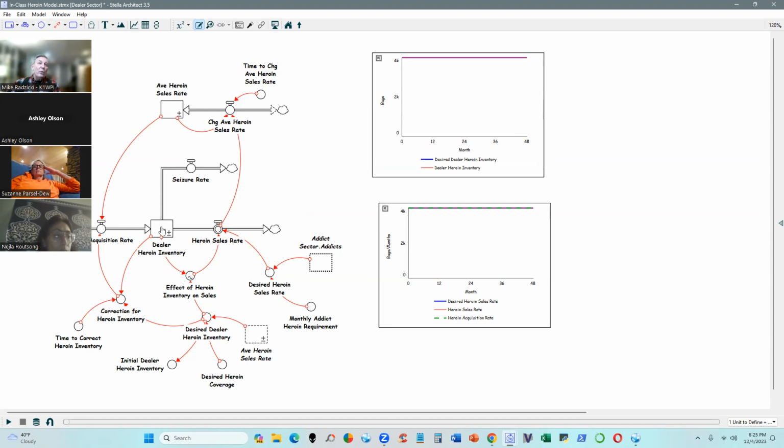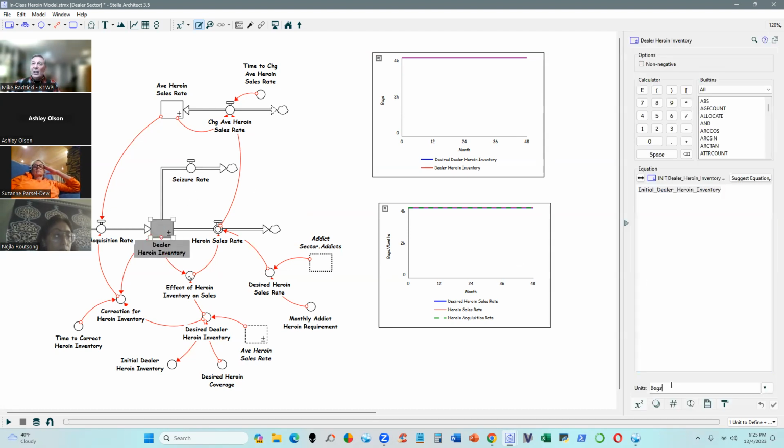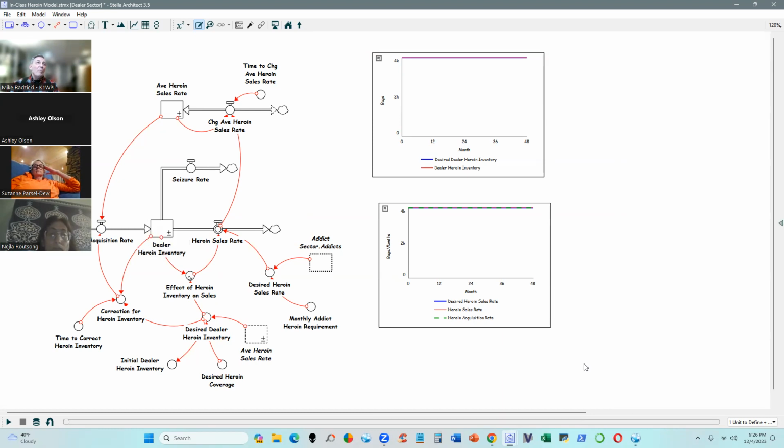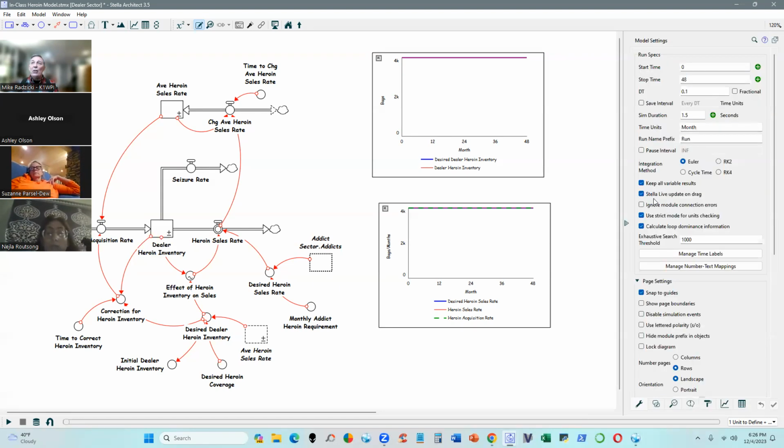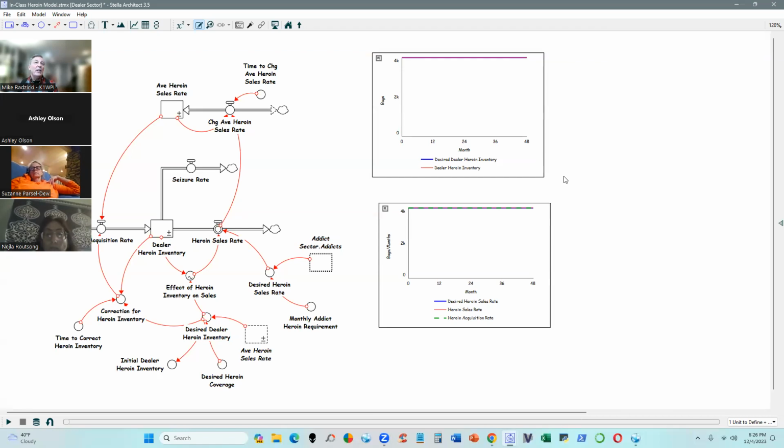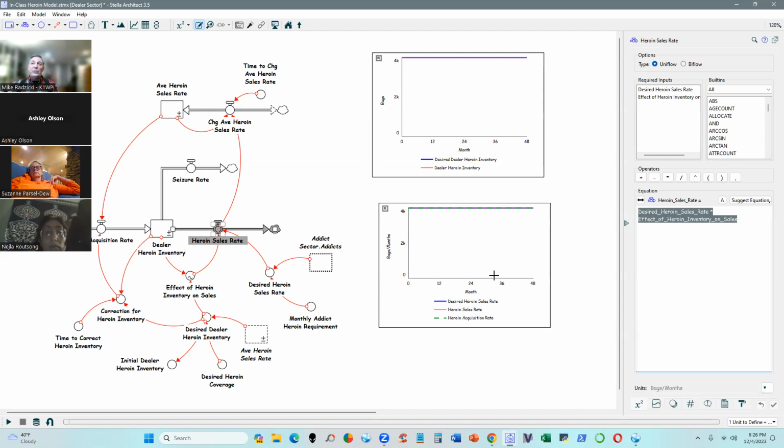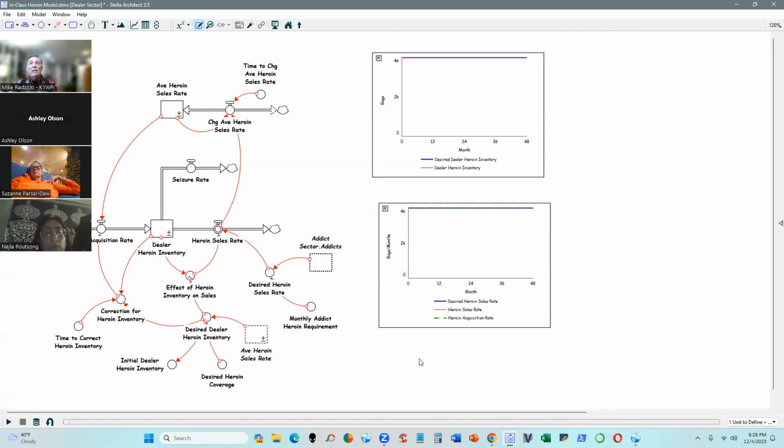We also were aware from the article that the heroin is measured in bags. So trying to keep it in harmony with the article, we'll go with that rather than kilos or whatever. And of course, if these are in bags and the model is in months, well, then the flows are going to be in bags per month. And Stella automatically does that for us very nicely. Okay. What else did we say?